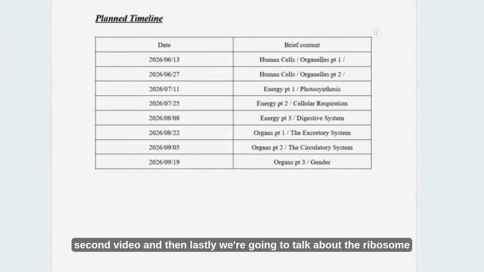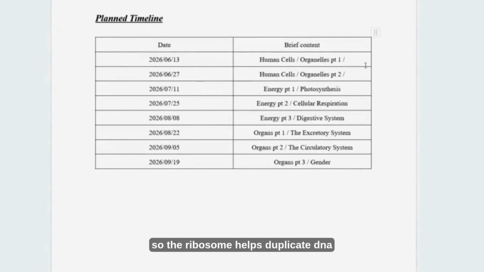And lastly, we're going to talk about the ribosome. The ribosome helps duplicate DNA, and multiple of them exist in a single cell. We're going to talk about how many there are, how they can do their job, and the basic steps of how they do this. It'll all be explained in the second video.